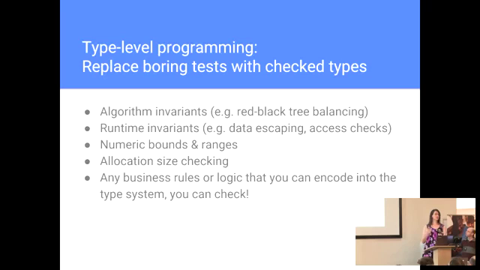You can actually do type-level programming in Haskell, which is another thing that I would really like to see in Python. You can encode things like algorithmic invariants. If you're familiar with red-black trees, you can have the red-black tree balance condition encoded at the type level so that if you mess up your algorithm, you get a type error, not a runtime error.